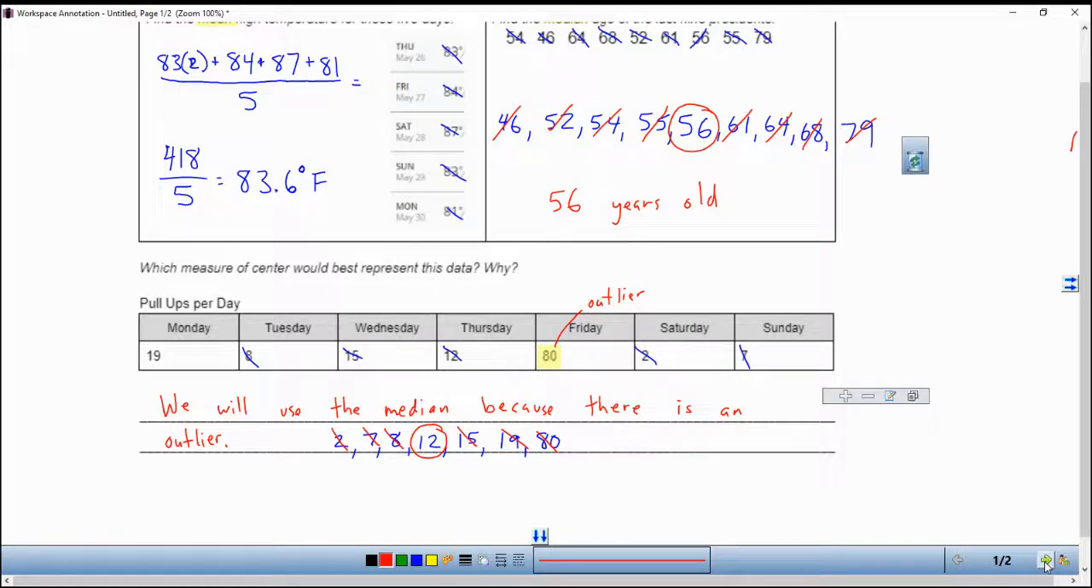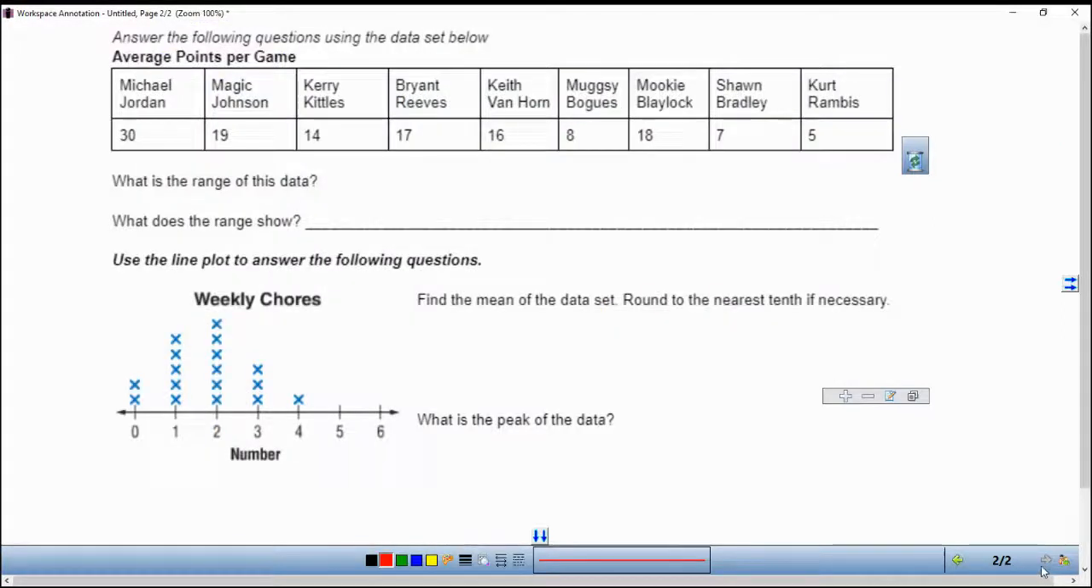Okay, let's take a look at another set of data, and this is a bunch of basketball players here, from Michael Jordan all the way to Kurt Rambis. So this is the average points per game for each one of these players. You can see that the least amount of points per game would be Kurt Rambis, with 5, which is certainly more than I could probably get in an NBA game. And then we have all the way up to Michael Jordan, who had 30. So it says, what is the range?